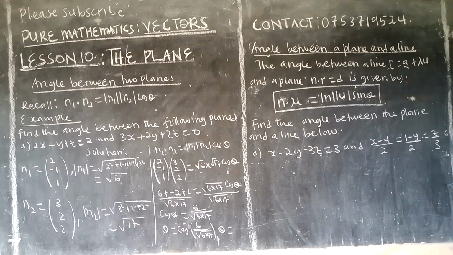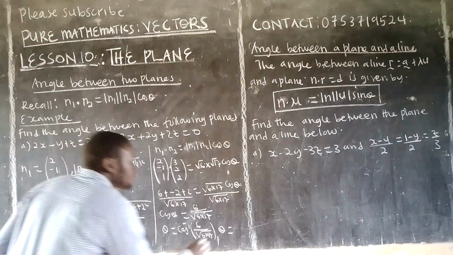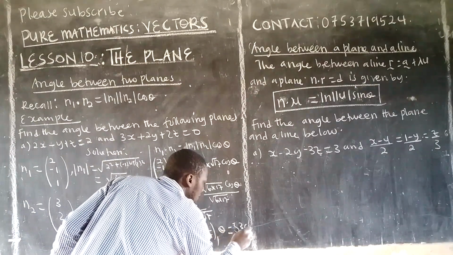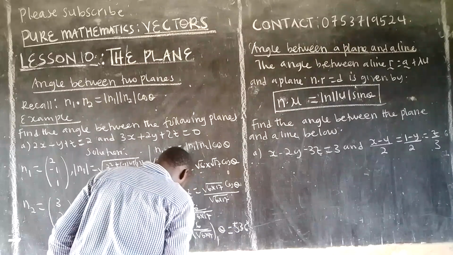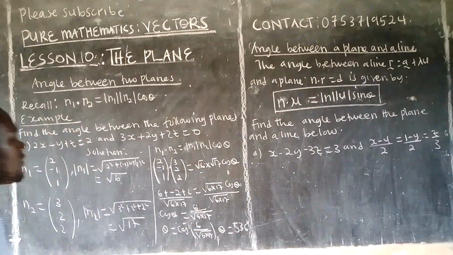You get that to one decimal place. So you press the inverse of that. Then what are we going to have in the long run? After that, I have 53.6 degrees. 53.6 degrees, and that's the angle between those two planes.